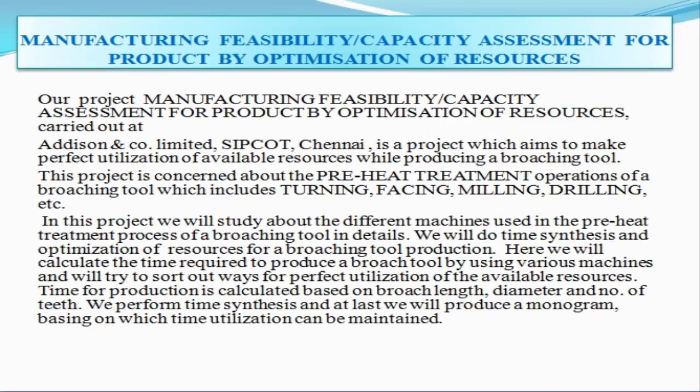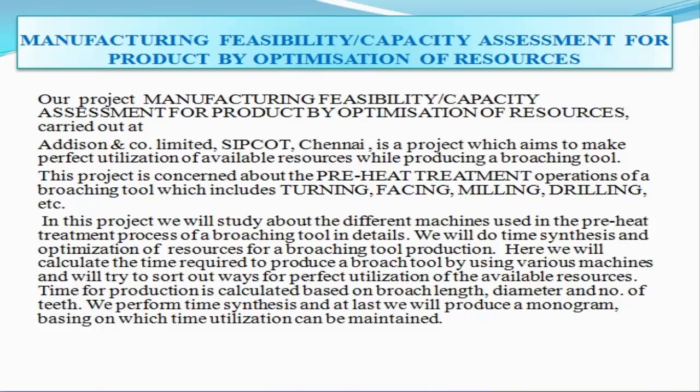Now let's come to our project abstract. Manufacturing Feasibility Capacity Assessment for Product by Optimization of Resources. It is carried out at Addition and Company Limited, Sipcot, Chennai. It is a project which aims to make perfect utilization of available resources while producing a broaching tool. The project is concerned with the pre-heat treatment operations of broaching tool production, which include turning, facing, milling, drilling, etc. In this project, we will study in detail the different machines used in the pre-heat treatment process of a broaching tool. We will do a time synthesis and optimization of resources for broaching tool production.